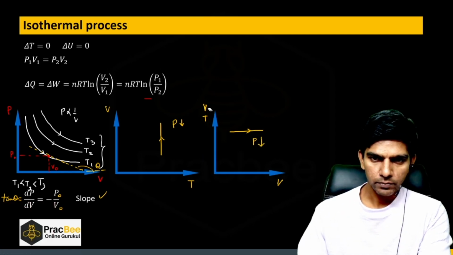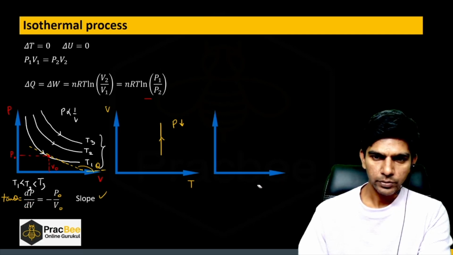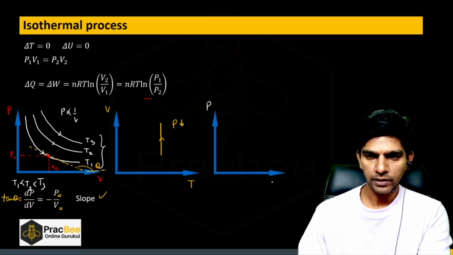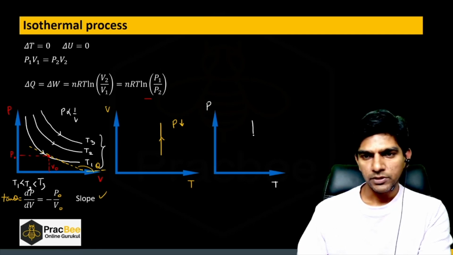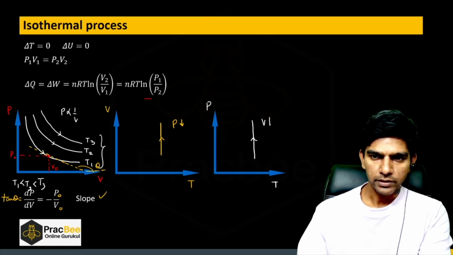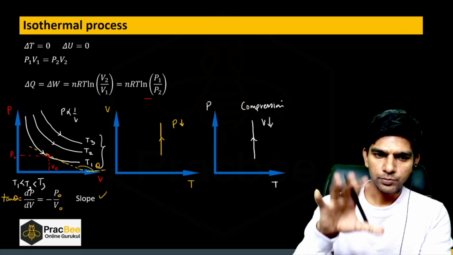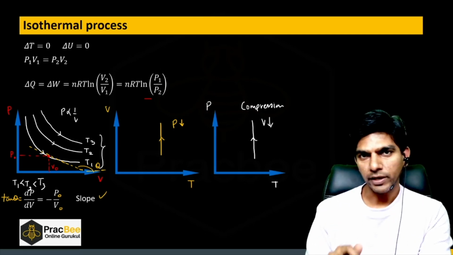Okay, let me plot the graph between pressure and temperature. Pressure and temperature. So it will be something like this. So as the pressure increases, volume will decrease. So we can say it is a graph of compression. Okay, so these concepts you have to remember for isothermal process.